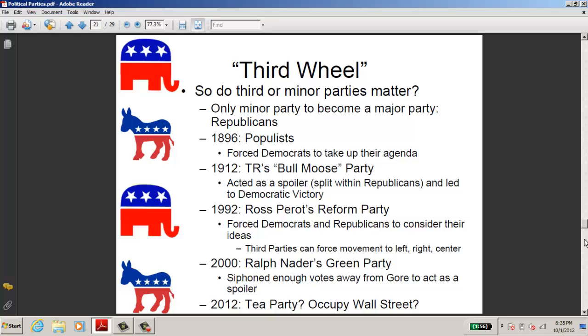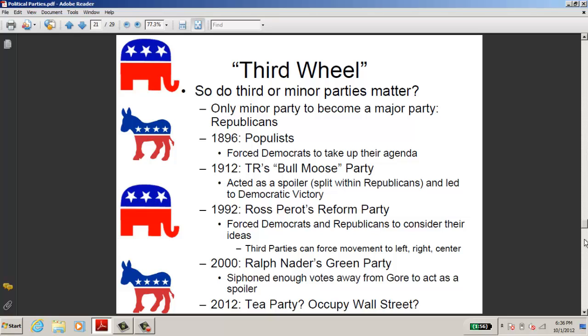1896, the Populist Party. This forced the Democrats to stop ignoring the concerns of rural America. As a result, a lot of Democrats, big business Democrats, bolted the party for the Republican Party. In 1912, Teddy Roosevelt champions the Bull Moose Party. He acted as a spoiler. So TR was championing a more progressive platform for what he viewed as too conservative a Republican Party. And this led to the Democratic victory. So we see this on a couple of different occasions where a third party could enter the race and take enough votes away from one of the two major parties to cause the other party to win.